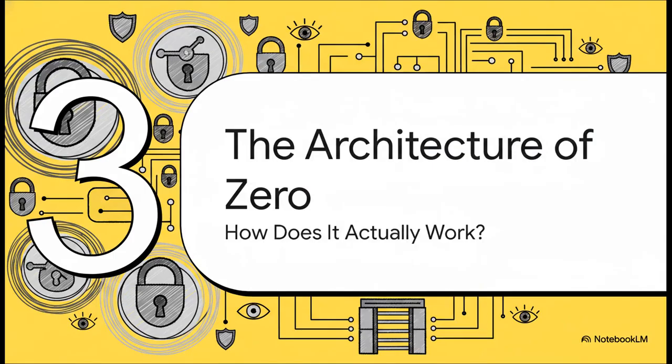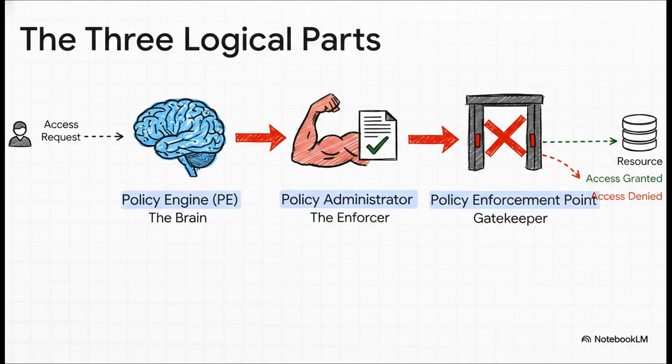Okay, so the philosophy is cool. Never trust, always verify. I get it. But how does this actually work? Like, what are the moving parts that make this happen? It really comes down to three main components that work in lockstep. First, you've got the policy engine. This is the brain of the operation. It looks at a request and asks, okay, who is this person? Is their laptop secure? Are they in a weird location? Should they be doing this right now?